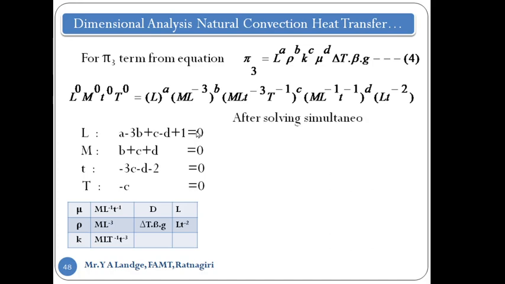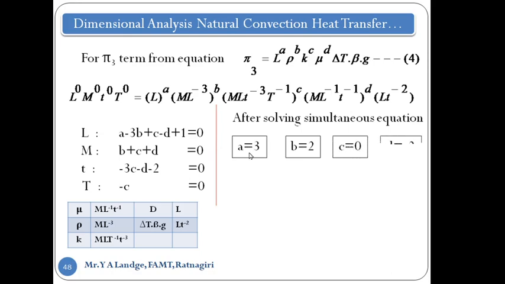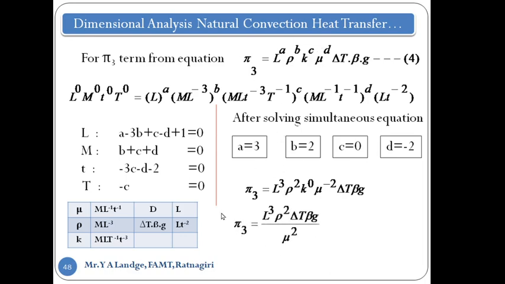Okay, and after solving the simultaneous equation, we get the constant power, that is A is equals to 3, B equals to 2, C equals to 0, and D equals to minus 2. Okay, so after that again we put this power in this equation. Okay, the same process we follow, and we get this equation. So A is 3, so 3 is put here, B put 2, C 0, and D is minus 2. So we got this equation L cube rho square delta T beta g by mu square, and this number is nothing but the Grashof number.